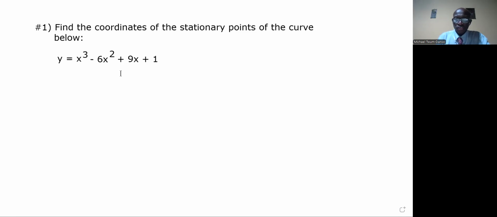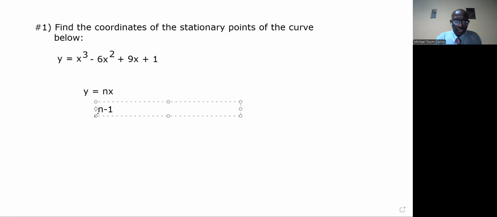Okay, today's topic is going to be on derivatives. As you see the question on the whiteboard, it says find the coordinates of the stationary points of the curve y equals x cubed minus 6x squared plus 9x plus 1. Okay, we're going to use the first step. We're going to use the general formula of derivatives, which is y equals nx to the power n minus 1.